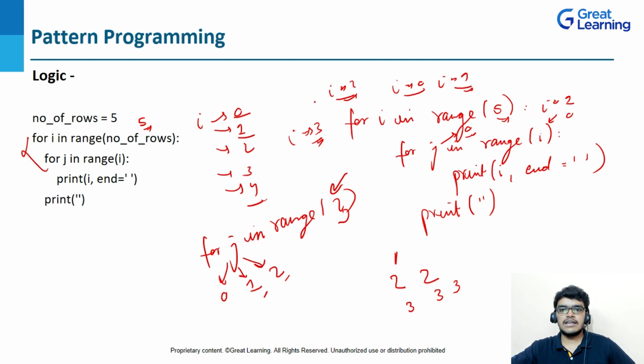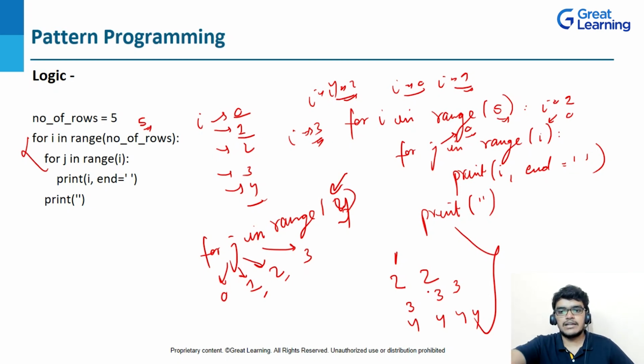Similarly, in this way it will take the value of 4. So my i value will now be 4, and for 4, j will take 0, 1, 2, 3, right? So for j equal to 0, the first time it will print i value 4. Similarly for 1, it will print 4, then 2 and 3. So this is the basic logic for this pattern programming, right?